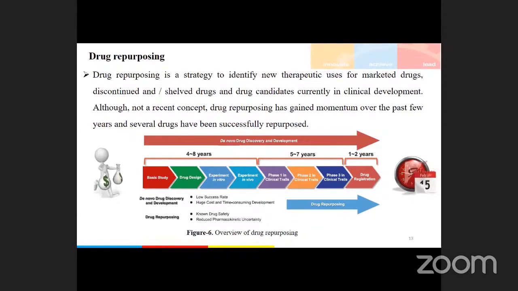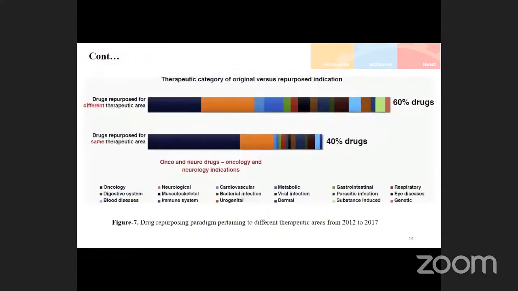It's a strategy to identify new therapeutic uses for marketed drugs, discontinued or shelved drugs, and drug candidates currently in clinical development. Although not a recent concept, it is a very old concept, but now it is emerging. It has gained momentum over the past few years, and several drugs have been successfully repurposed. This is mainly done to reduce the cost as well as the duration in the invention of an already existing drug for a new use.